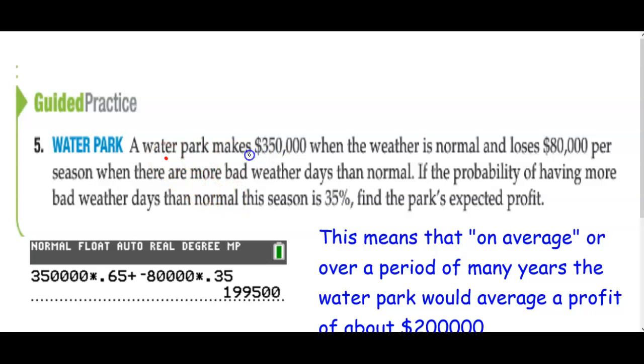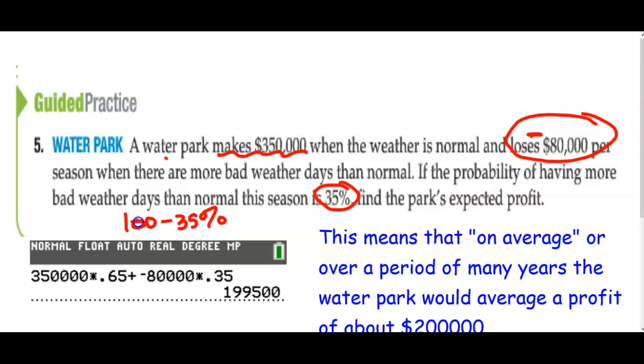All right. So here's my examples. A water park makes, I'm going to call this their profit, $350,000 if the weather turns out to be normal. And they lose, so this is going to be a negative $80,000 per season when the weather has more bad days than normal. If the probability of having more bad days than normal is 35%, so 35% of the time they lose $80,000. The rest of the time, which would be 100 minus 35%, or 65% of the time, they make a profit of $350,000.